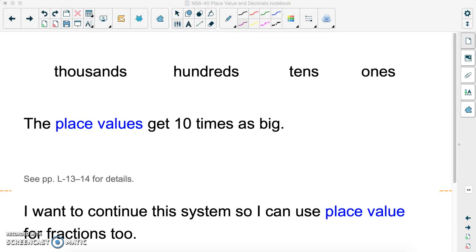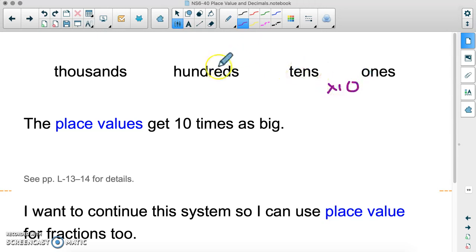So it's important to understand that the place value system extends to include decimals. So we have thousands, hundreds, tens, ones that we've dealt with. And as we go, the place values get 10 times as big. So when we go from ones to tens, we are multiplying by 10. When we go from tens to hundreds, you're multiplying by 10. When you go from hundreds to thousands, you're multiplying by 10. Now, how do I continue this system so I can use place value as fractions too?